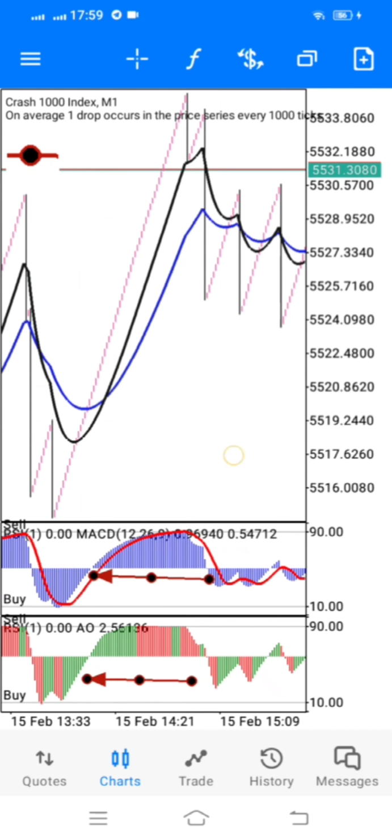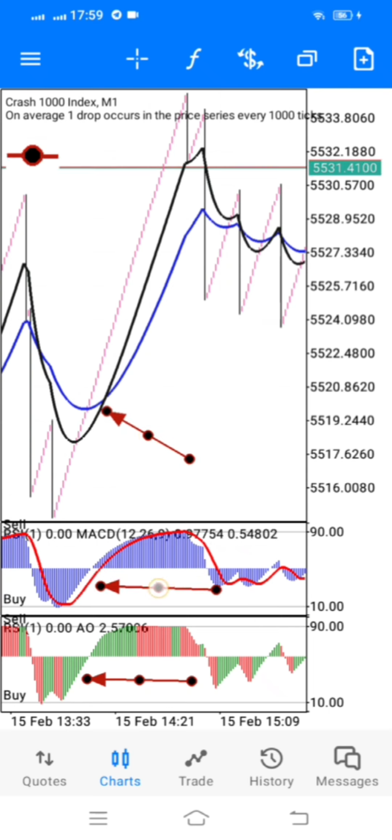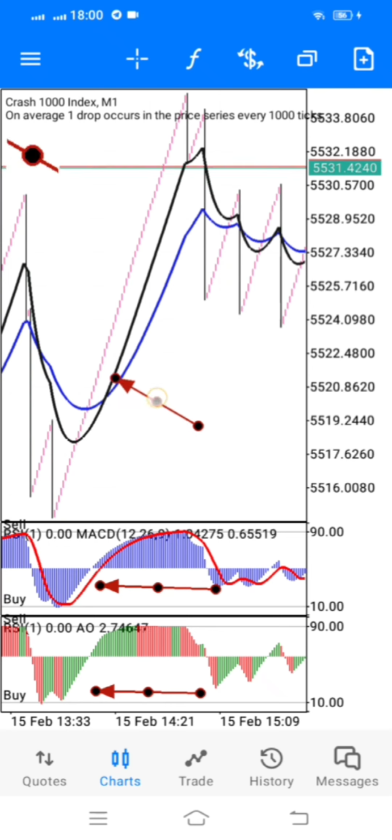Condition number 3, in order to take the trade, we need to see a crossover of the moving averages. So for Crash, your black moving average needs to cross above your blue moving average. Once all three of these conditions are met, you can go ahead and take the trade and take your 20 to 30 candles. That is take profit 1, if you have a small account.